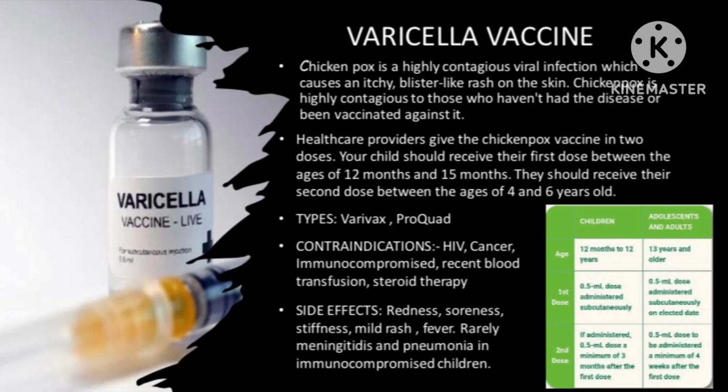Varicella vaccine. Chickenpox is a highly contagious viral infection which causes an itchy blister-like rash on the skin. This vaccine is given in 2 doses. The first dose is between 12 and 15 months and the second dose is between 4 and 6 years. There are 2 types of vaccine, Varivax and Proquad.